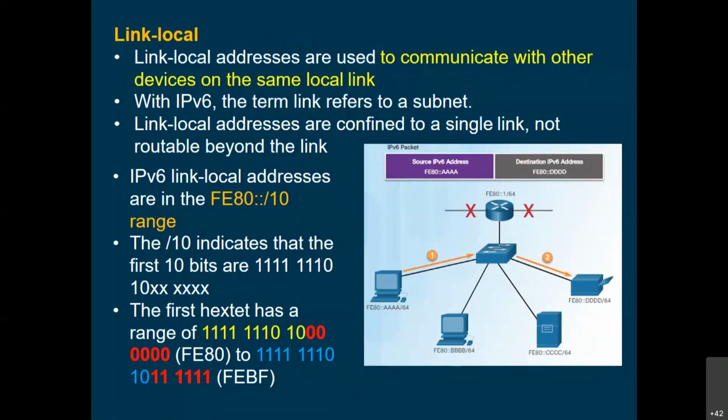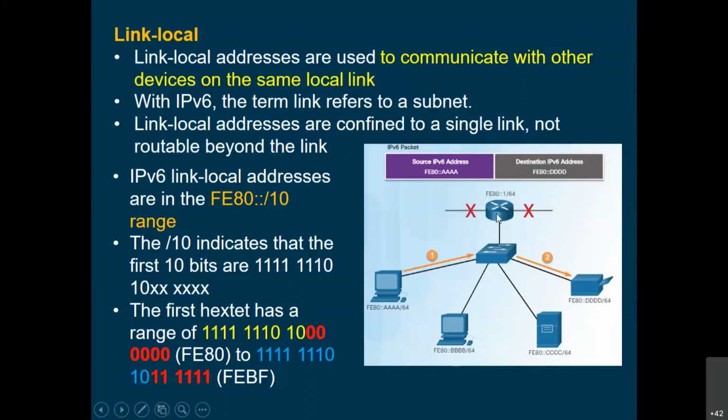You can think about the local link like it is a subnet. So this is the address that they use within the subnet. They don't use the GUA. The GUA is used when you want to talk to somebody who is outside of your subnet. So if somebody is inside the subnet, they use link local. Now, link local addresses are confined to a single link, not routable beyond the link.